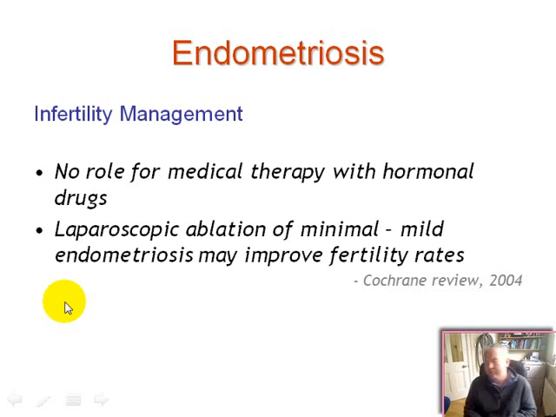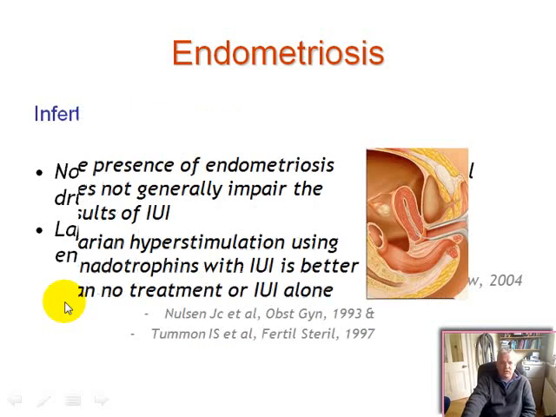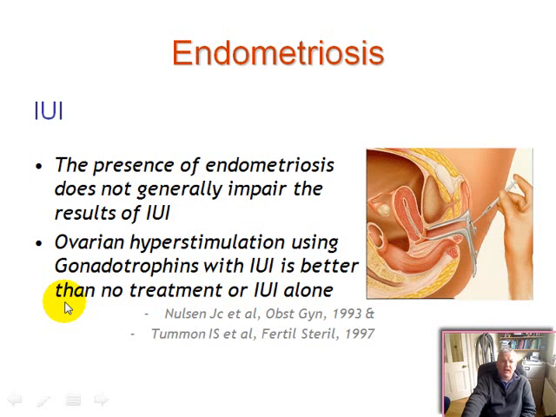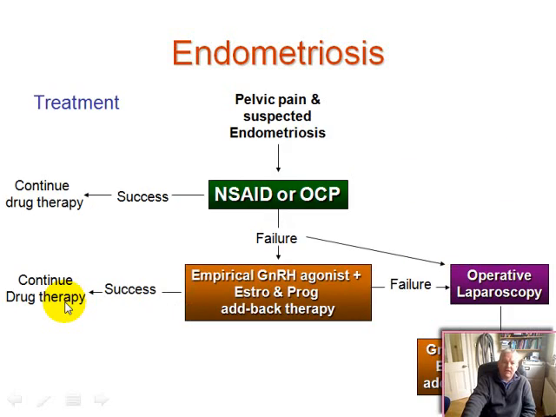A Cochrane review from 2004 finds that there is no major role for medical therapy with hormonal medication, and that the best way to achieve pregnancy in the infertile patient who's got endometriosis is to ablate the lesions and try and return anatomy as close to normal or as previous. Intrauterine insemination may help patients overcome minor disease, and IVF then is required.